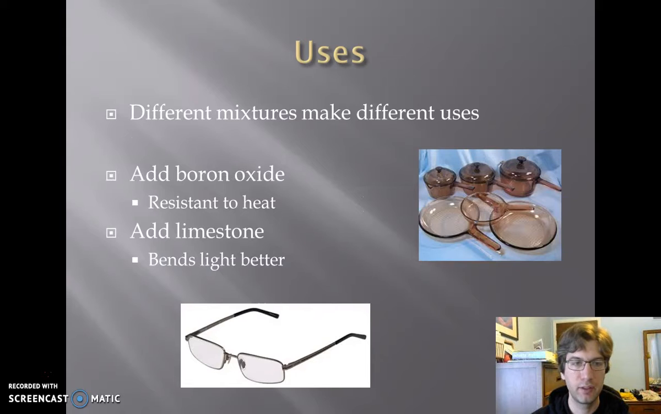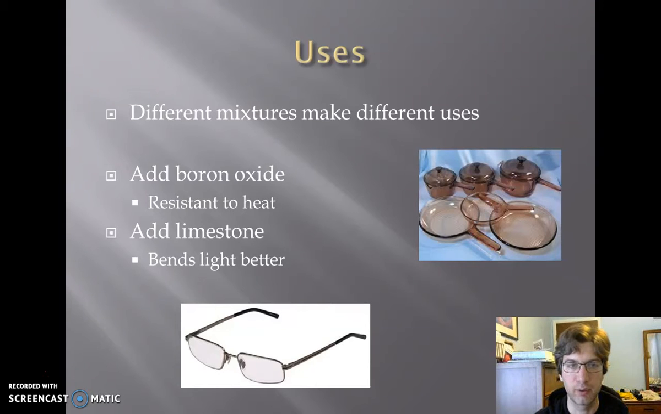Uses, there are many different uses for glass, and depending on what other elements you put into it will give it different qualities as well. So different mixtures make different uses. For example, if I add boron oxide to my glass, I can get it resistant to heat, and therefore I can use it in cookware. So it will heat up, but not as drastically as other glasses, and it won't shatter upon heating up.